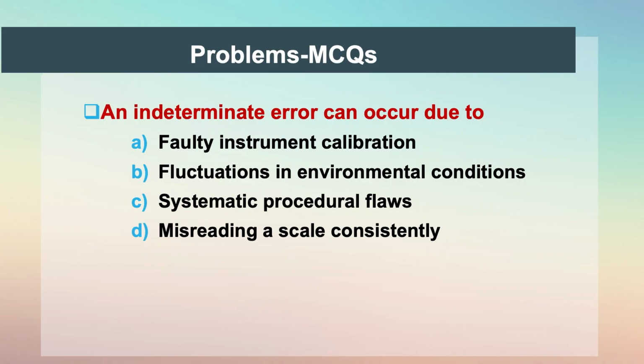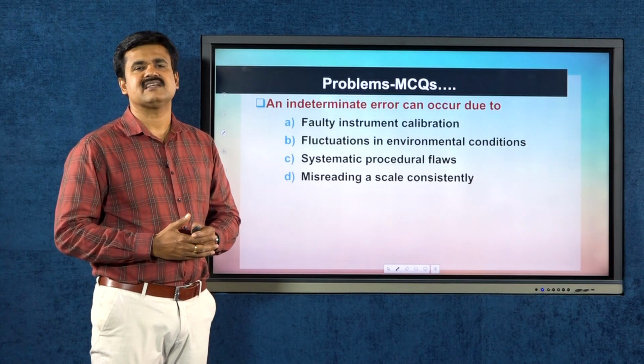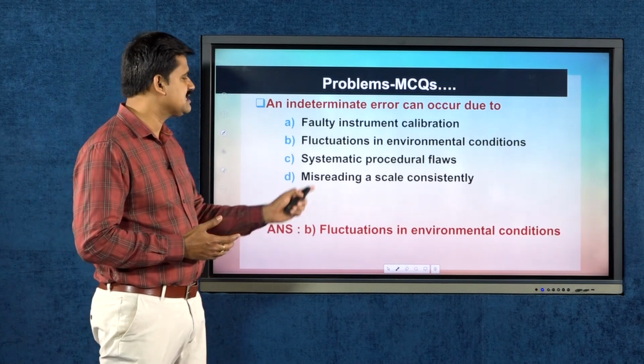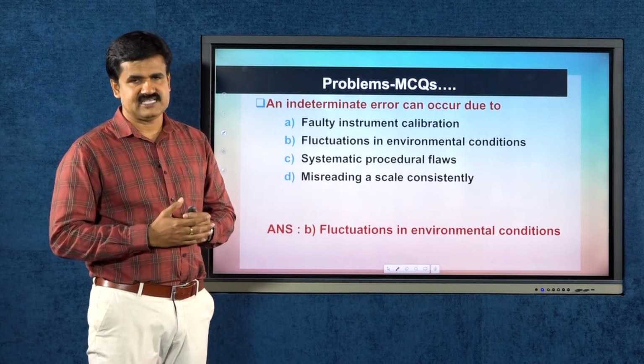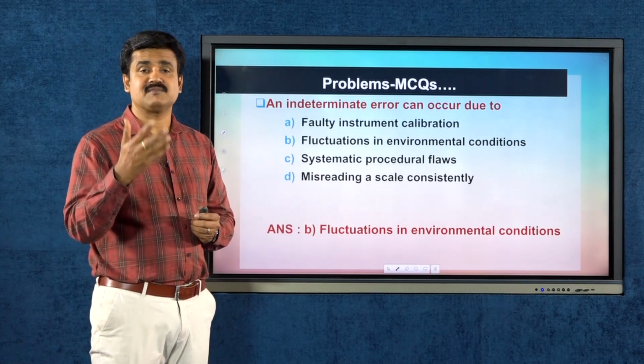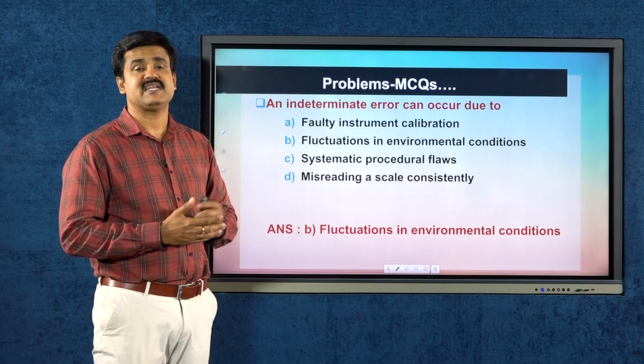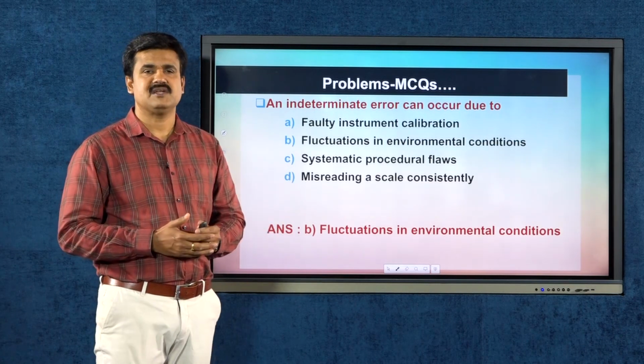Now, the next question, an indeterminate error can occur due to. The options are faulty instrument calibration, fluctuation in environmental conditions, systematic procedural flaws, misreading a scale consistently. Indeterminate error is the question. From this choice, you can arrive at the conclusion that option B, that is fluctuations in environmental conditions. Environmental conditions such as temperature fluctuation, voltage fluctuation, pH variation, etc. may lead to indeterminate errors. So, your answer is option B.